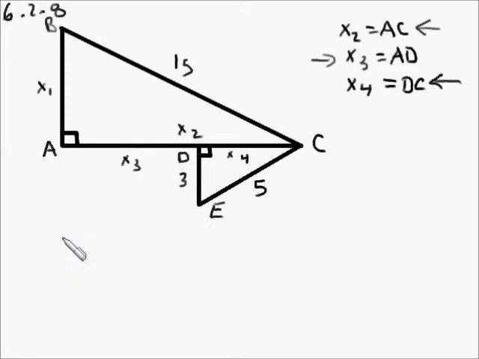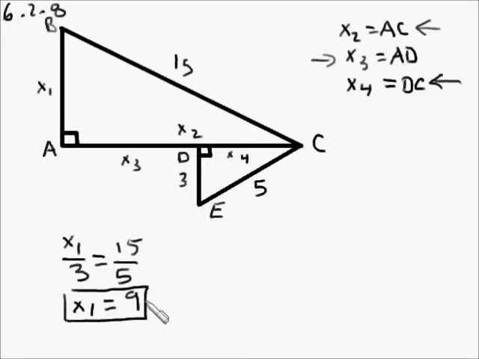AB, length x1, is to DE, length 3, as BC, length 15, is to EC, length 5. So the length of x1 is 9. This simplifies to 3. Multiply by 3, we get 9. Okay, we'll go ahead, we'll write that in there just in case we need to look at anything later. Oops, I wanted this in a different color. 9, we just found that.